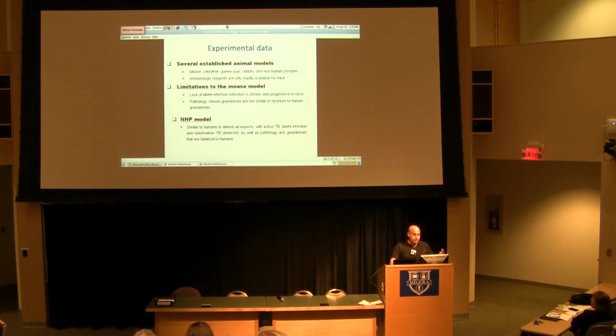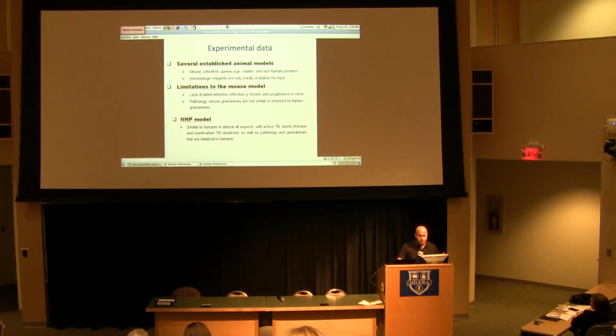Now, we do have data, not a lot of data, and there are several established animal models for TB and granuloma in TB. There are limitations. The most common is the mouse model, but there are limitations in terms of lack of latent infection, so it's hard to replicate human infection. Infection is chronic and progressive. The pathology of the granuloma is different.